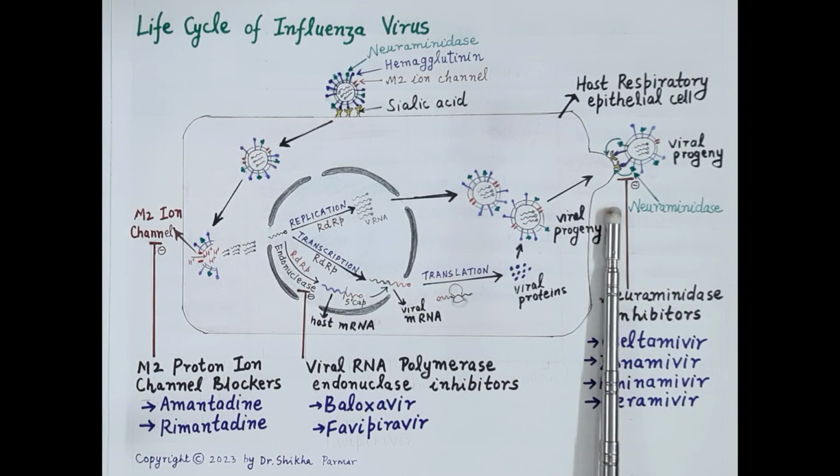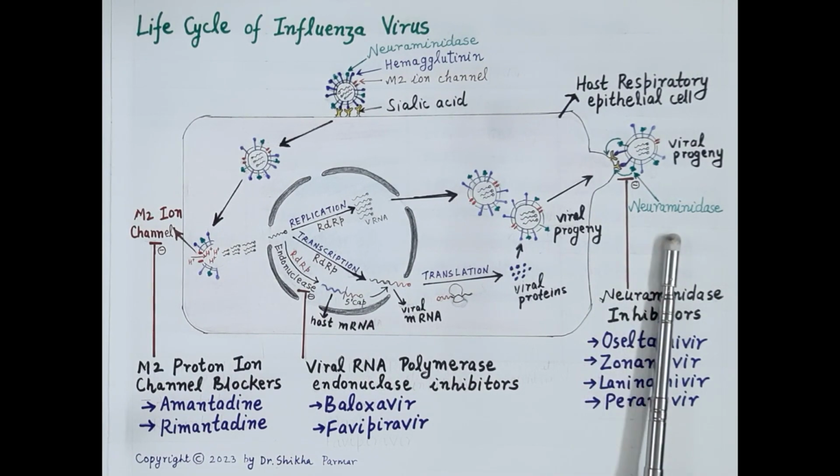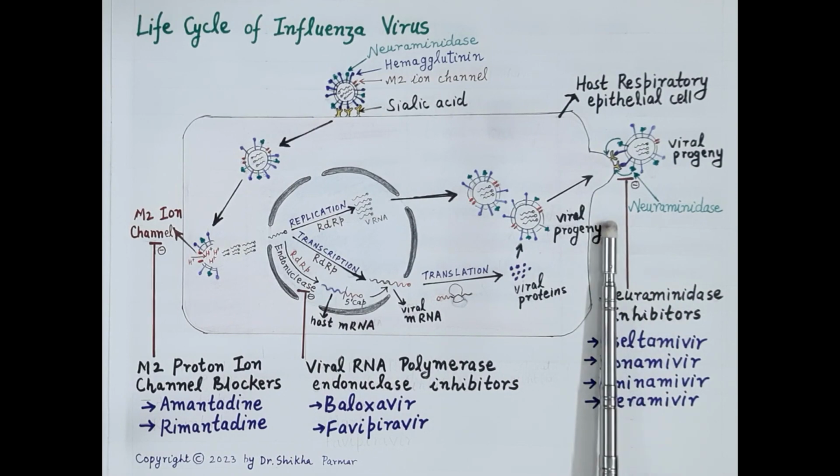So, at this point, the protein neuraminidase cuts the connection between viral progenies' hemagglutinin and host sialic acid residues. So, this releases the viral progenies from the host cell, and thus the virus spreads the infection.